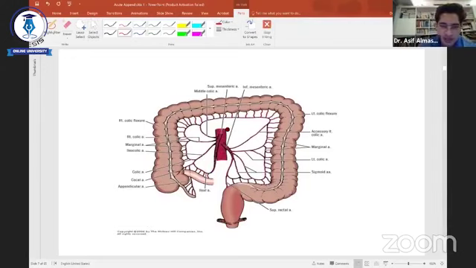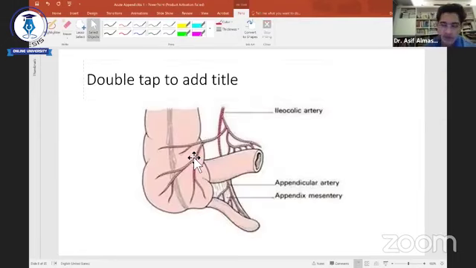As you can see, this is the aorta. From the aorta, the superior mesenteric artery. One branch is the ileocolic artery, and another branch from the ileocolic artery is the appendicular artery. This runs in the free border of the mesoappendix, which is very important and commonly asked by examiners in the examination. Again, in another picture, you can see the artery runs in the free border of the mesoappendix.